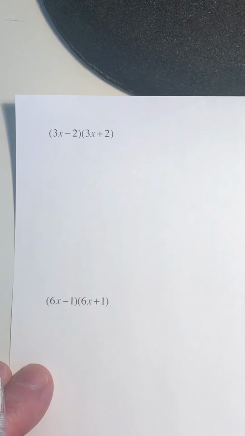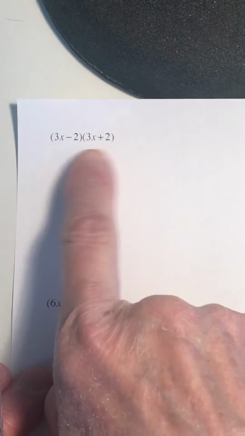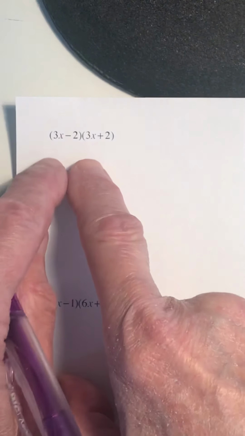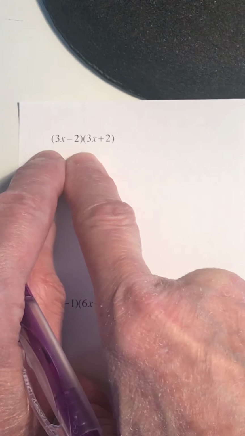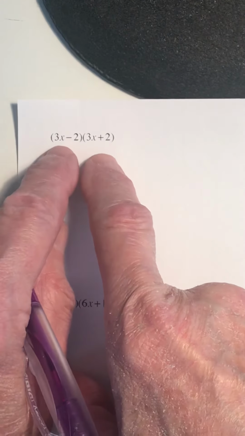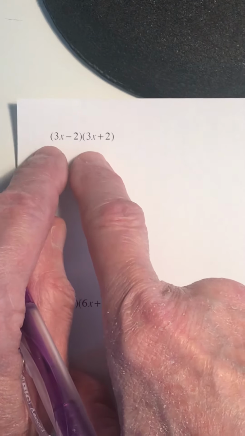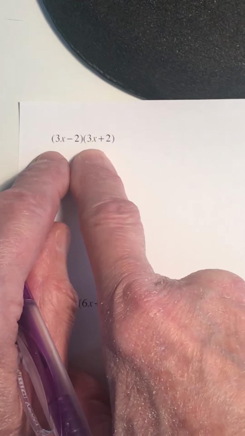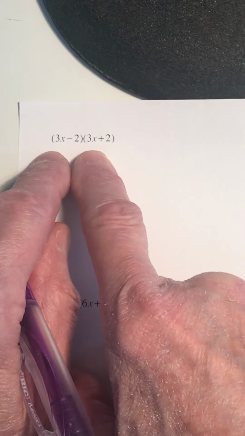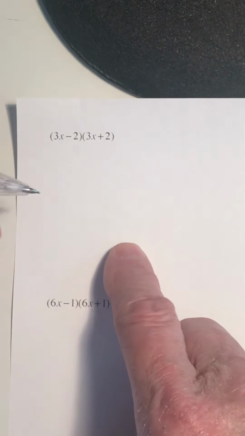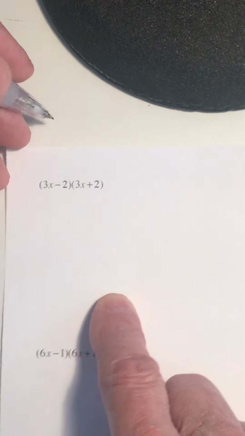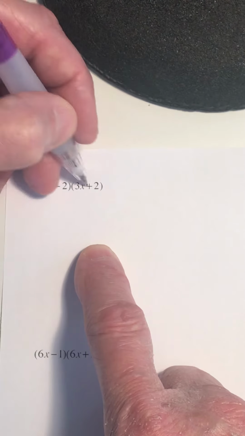We're on page 2 now, and this fits that pattern we just talked about. See, it's the same two things, 3x and a 2, 3x and a 2. One of them subtract and the other's add. So the answer should be two terms, and it should be the square of 3x take away the square of the number 2. I'll multiply it out the long way again.